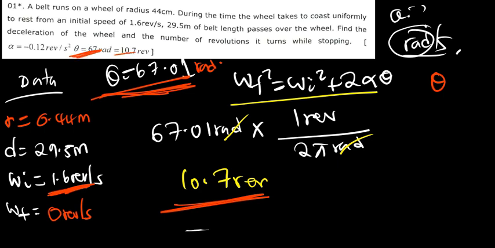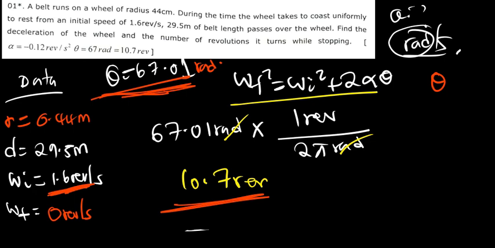So in any question, as long as they're talking about revolution, find the revolution. You are finding the theta. That is revolution. Find the number of revolutions it turns. That is the theta. The moment you come up with theta, that is the number of revolutions.